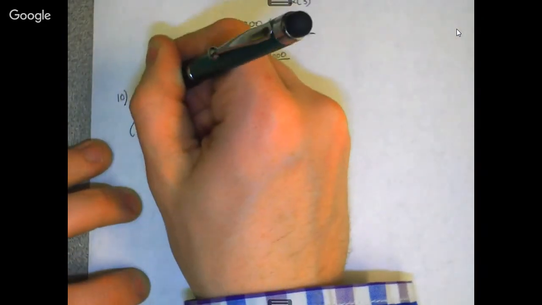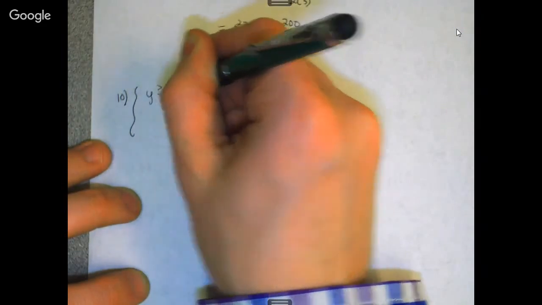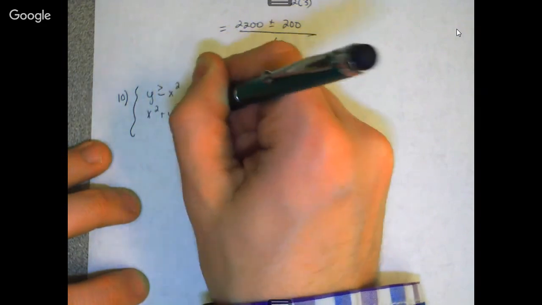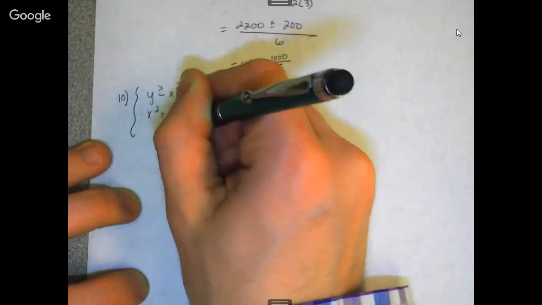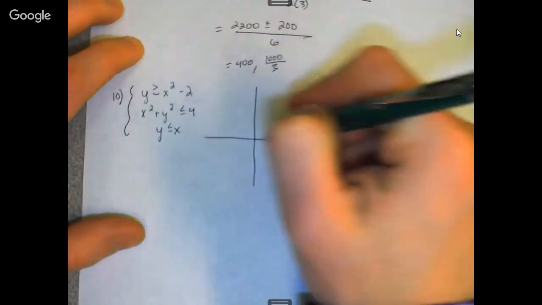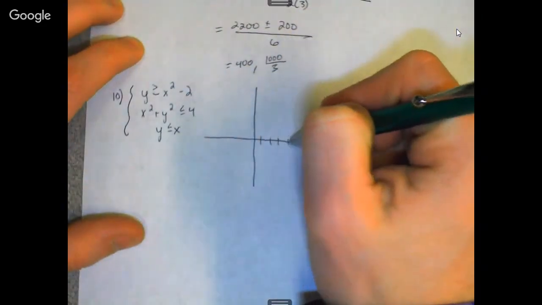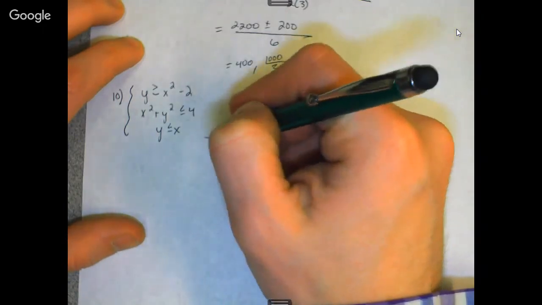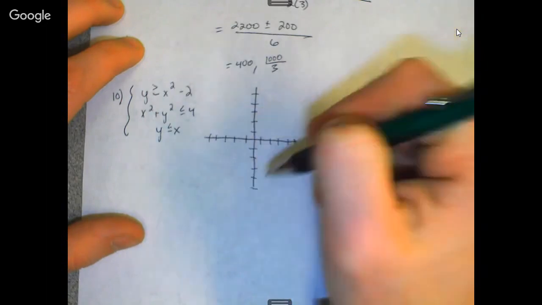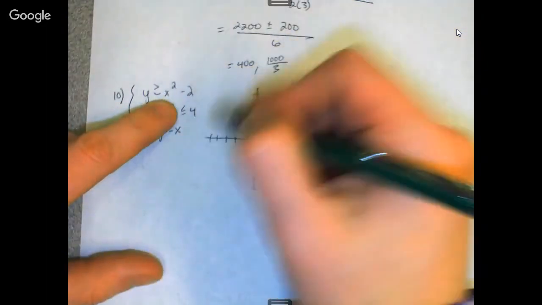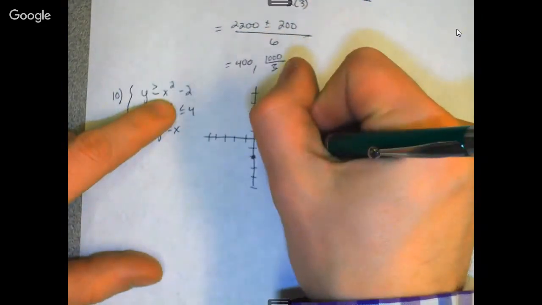We'll have y is greater than or equal to x squared minus 2, x squared plus y squared is less than or equal to 4, and y is less than or equal to x. Okay, so we're going to graph these out. The first one is a parabola that opens up and is moved down 2. So 1, 2. We have a solid line because it's equal to.